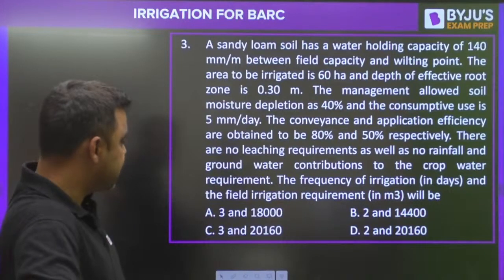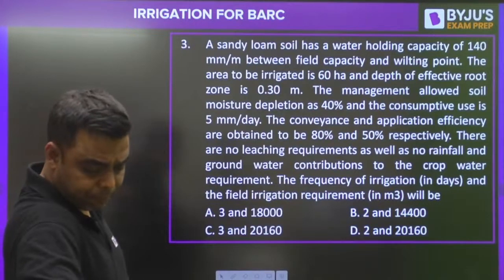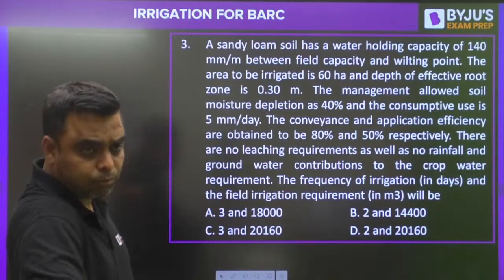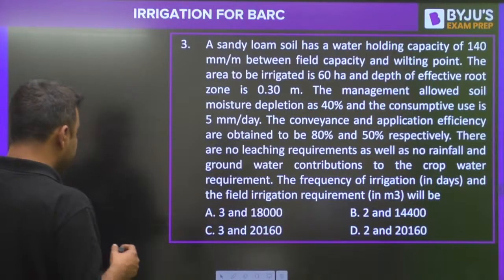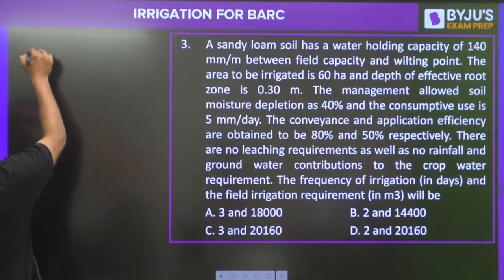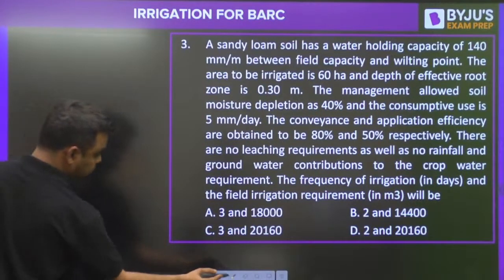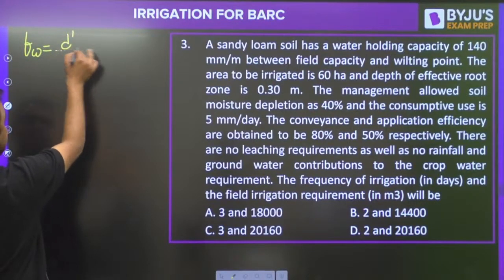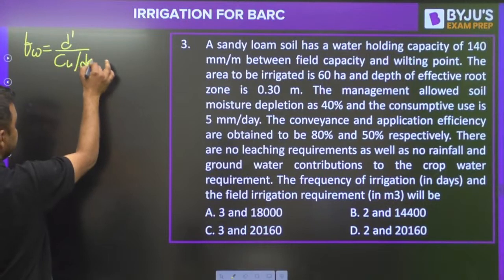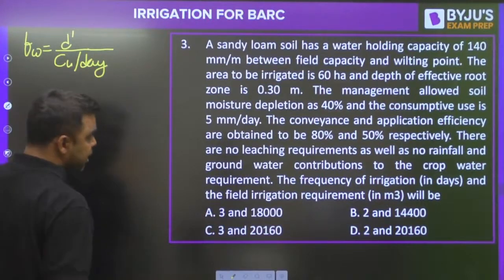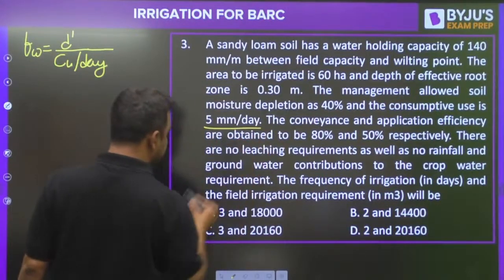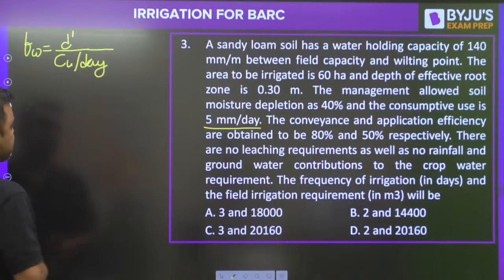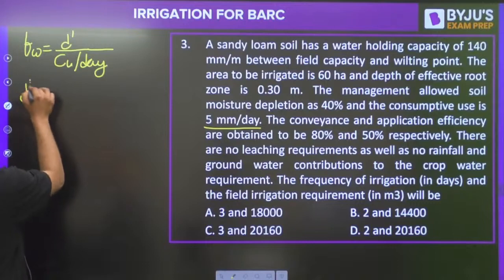So guys, can we solve this question? Yes or no? So we need to determine the frequency of irrigation, right? FW, that is D dash by CU per day, and CU per day is nothing but 5 mm per day, right? So we are supposed to determine D dash.